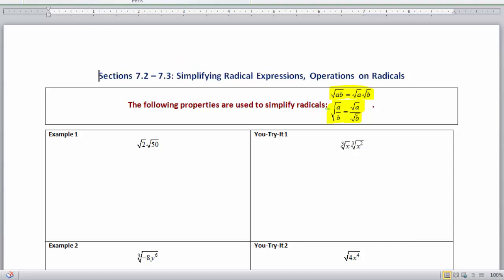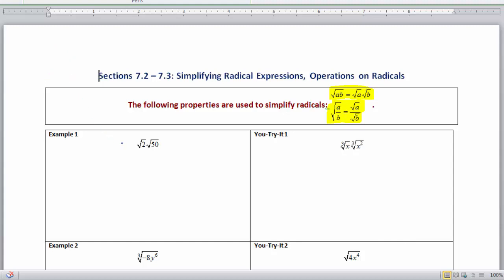Now, the top one is the one that's going to be more frequently used because there are a lot fewer division problems than there are multiplication problems. Okay? And the thing that you're going to have to realize is, in some instances, you're going to be using these properties from left to right, and in other cases, you're going to be using them from right to left. All right? So I'll go through the examples, and then you can try the U-triads.